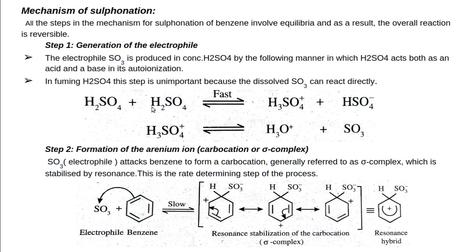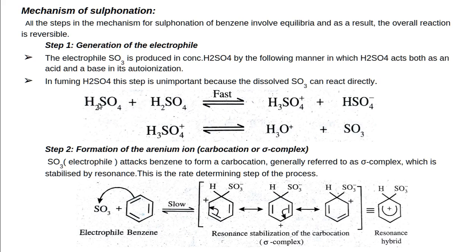So sulfuric acid reacts together. One molecule of sulfuric acid will act as an acid and the other molecule will act as a base. According to the Lowry-Bronsted concept of acids and bases, an acid is a substance which can donate a proton, and a base is a substance which can accept a proton.